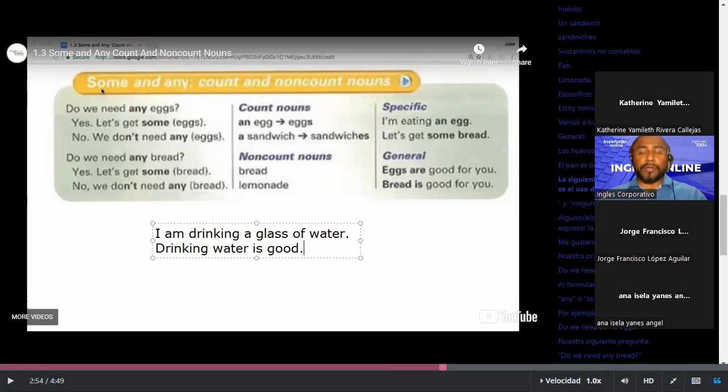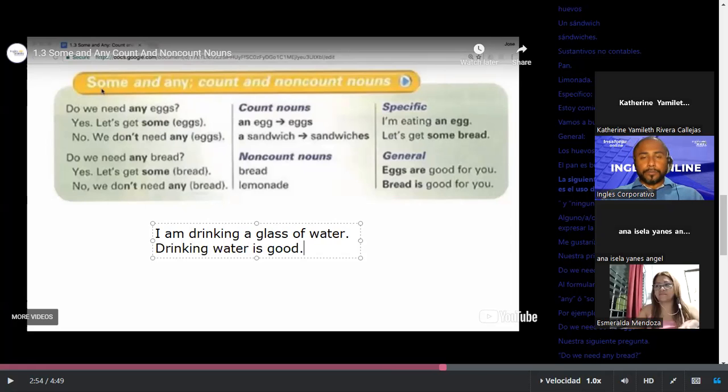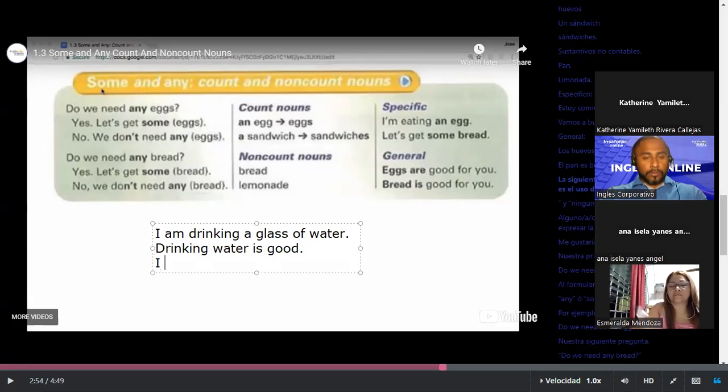Catherine levantó su mano. Sí, teacher. Una consulta. Si yo quiero decir, yo quiero un poco de leche, sería I am some milk. No, I want some milk. I want some milk. Okay. Thank you, teacher.